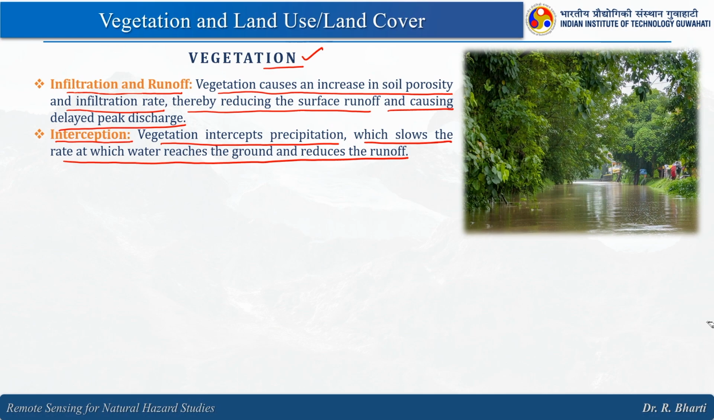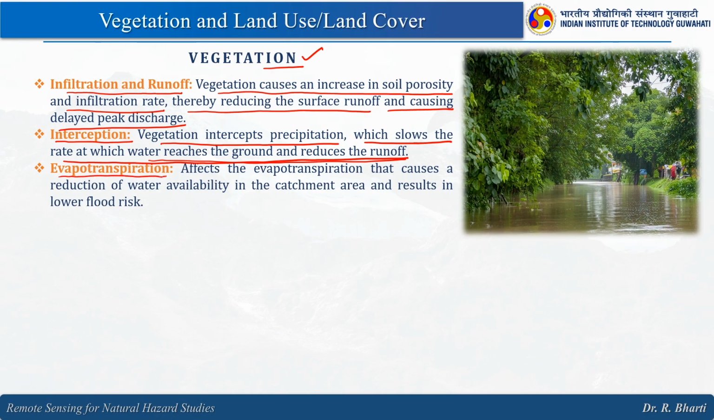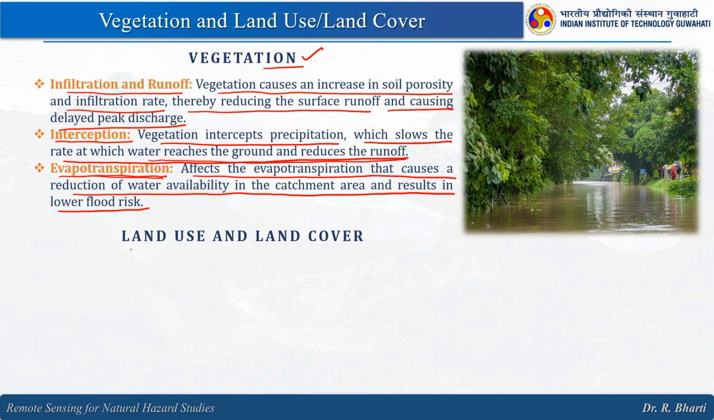So, what happens when there is a precipitation? It slows the rate at which water reaches the ground and reduces the runoff. It also plays a critical role in evapotranspiration. It affects the evapotranspiration, which causes a reduction of water availability in the catchment area and results in lower flood risk, right. Now, let us talk about the land use and land cover.